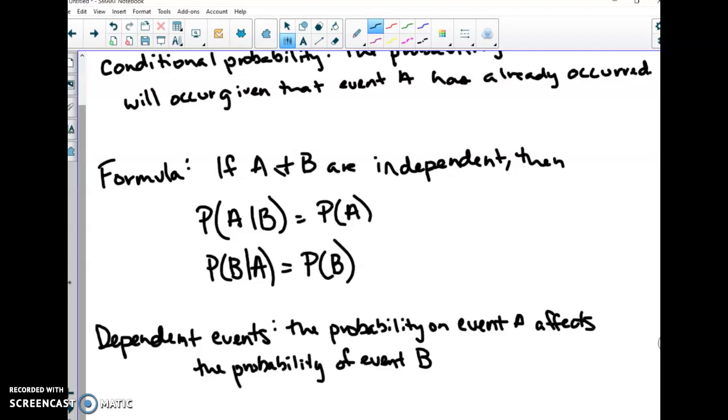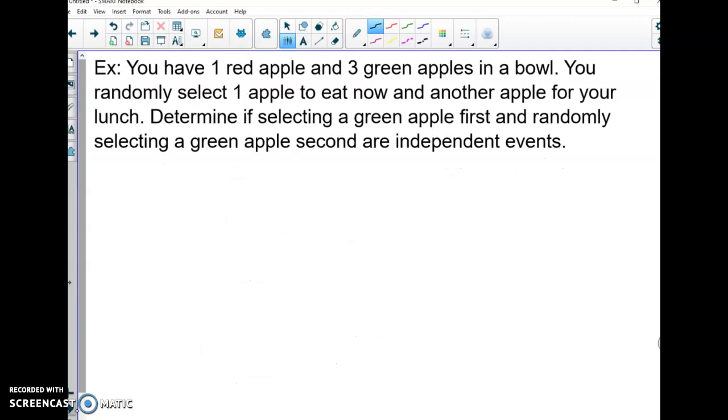But before we get to talking about those specific probabilities and finding those numbers, let's first talk about determining whether an event is dependent or independent based on that formula we have there. Kind of a lengthy example, I know, with probability we have lots of words here. So the example: you have 1 red apple and 3 green apples in a bowl. You randomly select 1 apple to eat now, and then I grab another apple for lunch, for later. Determine if selecting a green apple first and randomly selecting a green apple second are independent events.